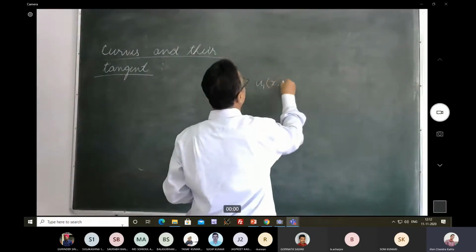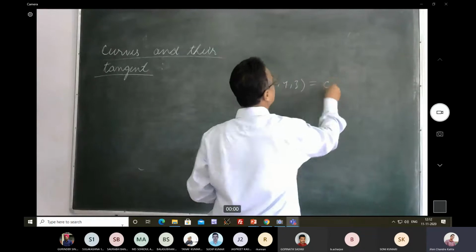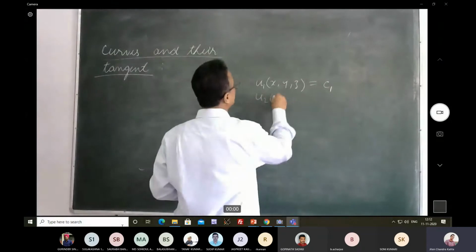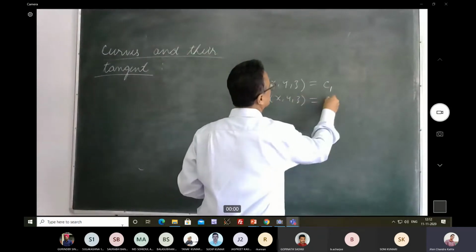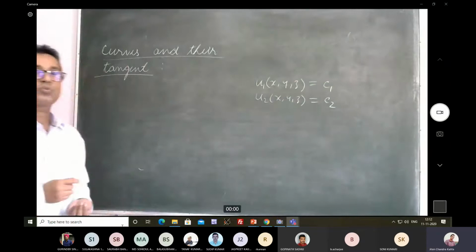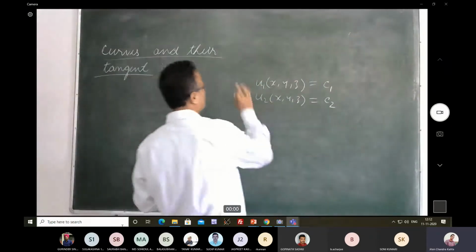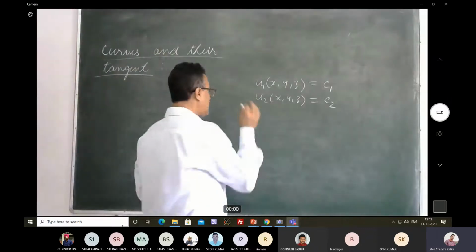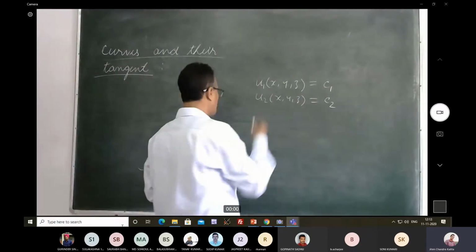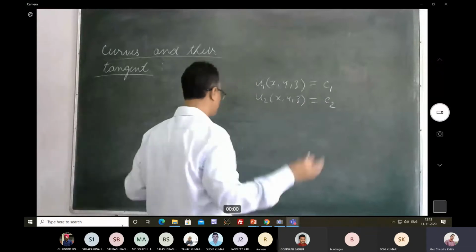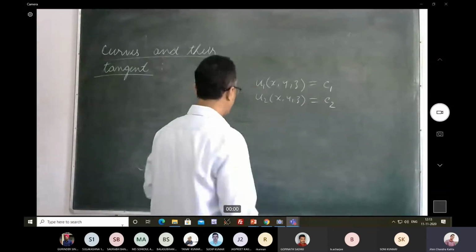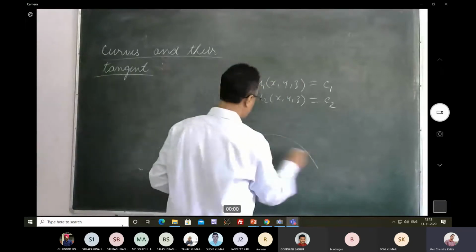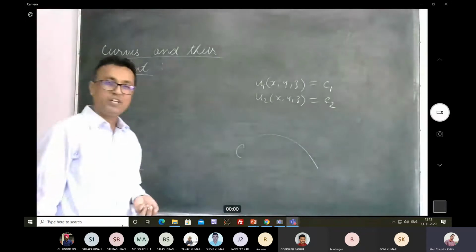Suppose I have one level surface given by U1 equal to C1, and similarly, if I have another level surface given by U2 equal to C2, I think I had taken F1 and F2, anyway, it doesn't matter. Then I told you, or you agreed with me, that the intersection of these two surfaces is going to give me a curve, right?